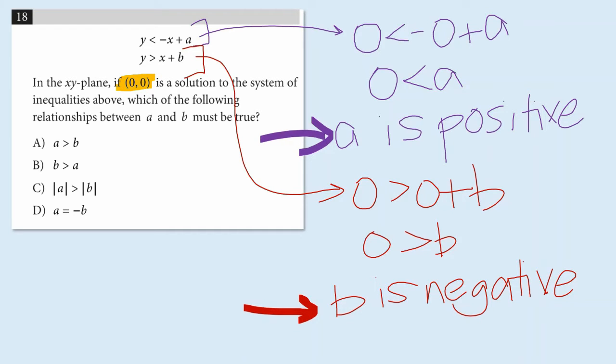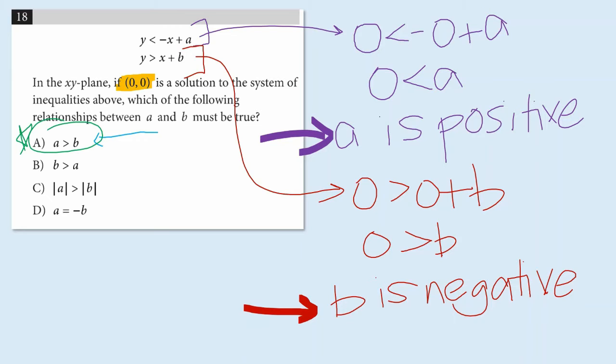Well, if a is a positive number and b is a negative number, let's use that information and check out the different answer choices. So let's look at the first one. So if a is positive and b is negative, does that mean that a is greater than b? Well, yeah, it does, because all positive numbers are greater than all negative numbers. So what do you know? We found the answer. And if you wanted to be sure, you could check out the other choices.